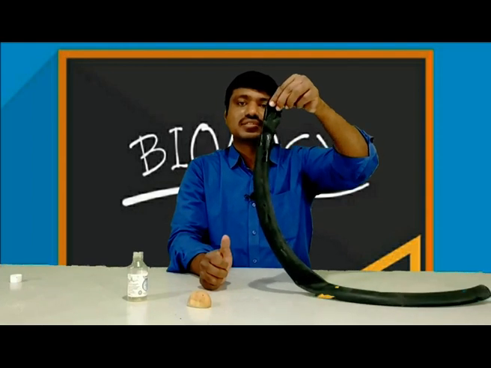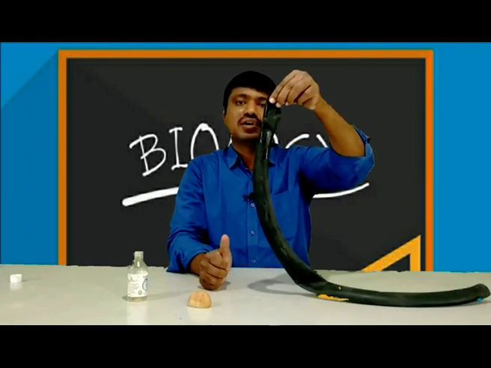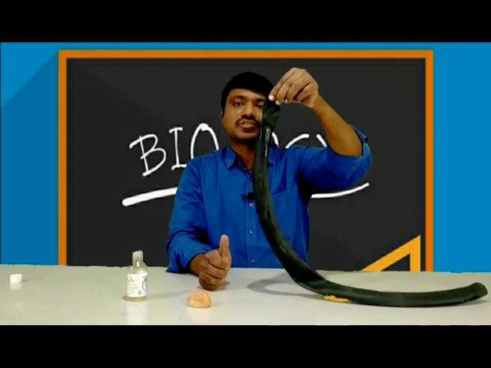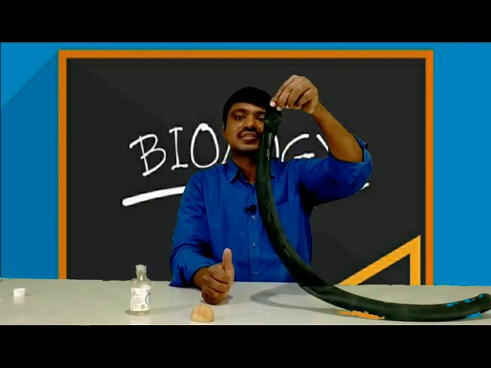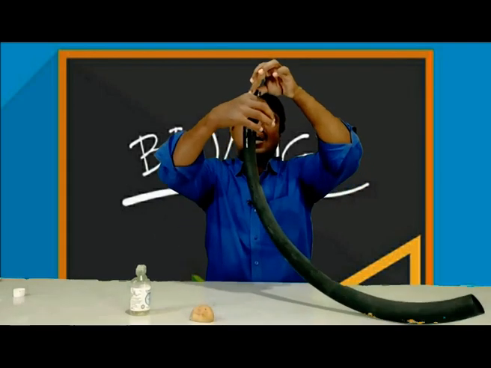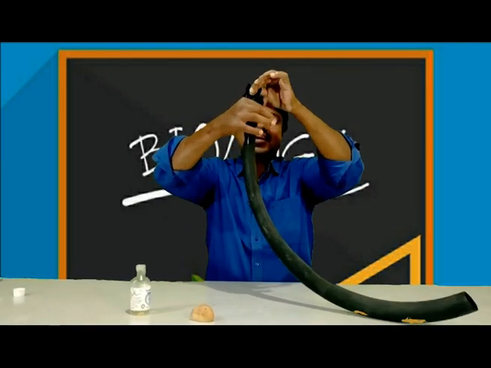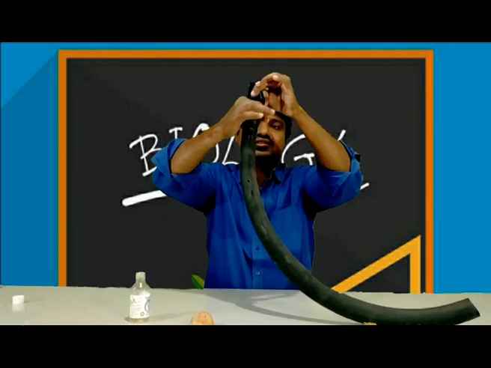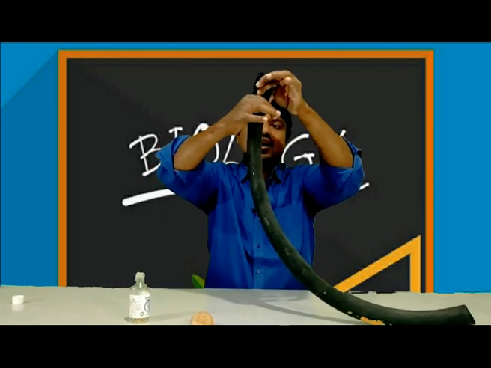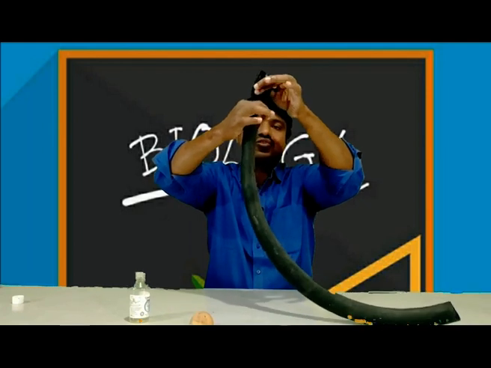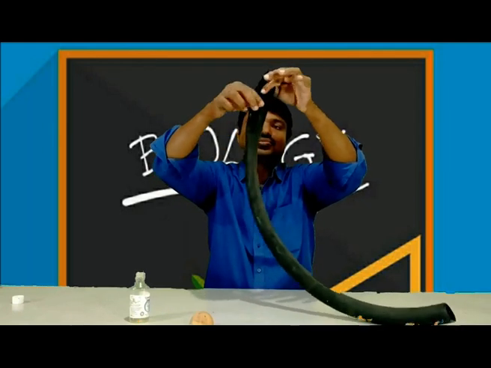Now students, observe carefully how the passage of potato occurs inside this cycle tube. I am squeezing the cycle tube such that the potato is moving along the walls of the cycle tube.